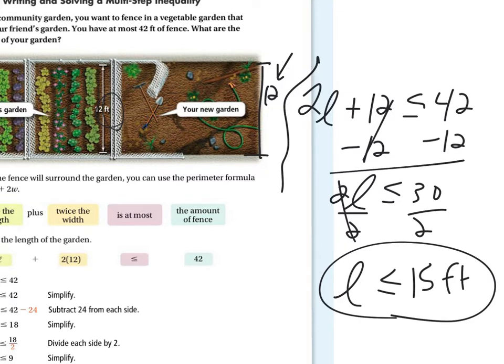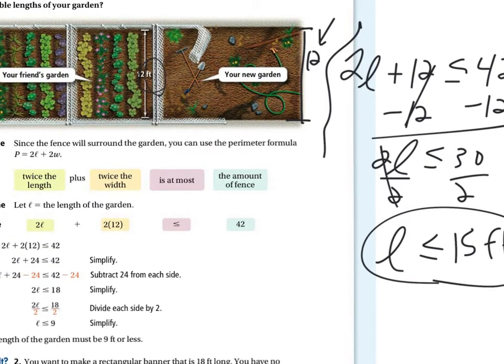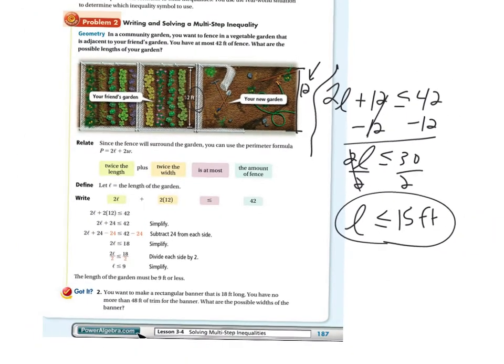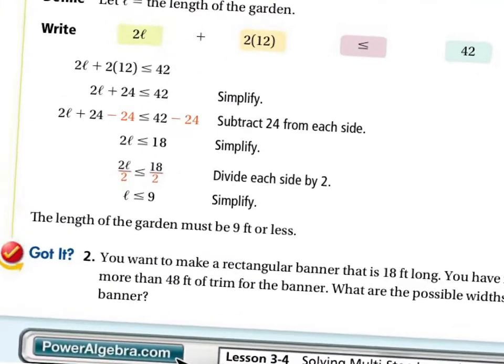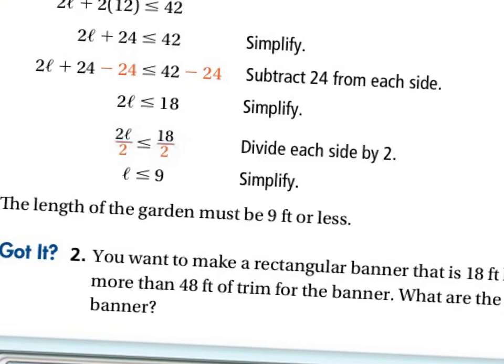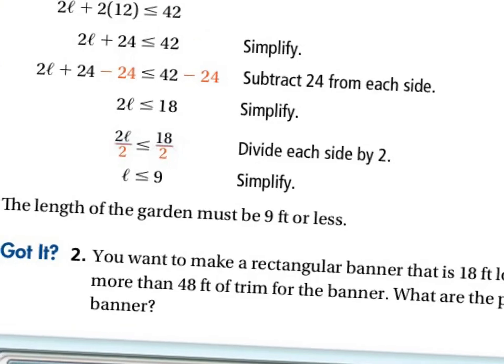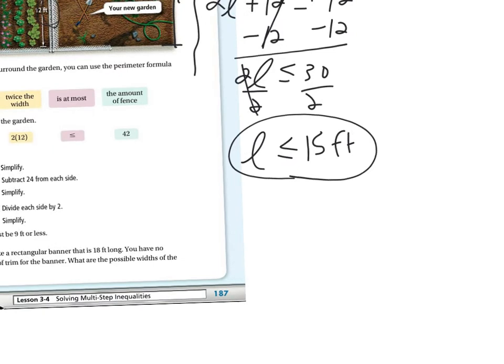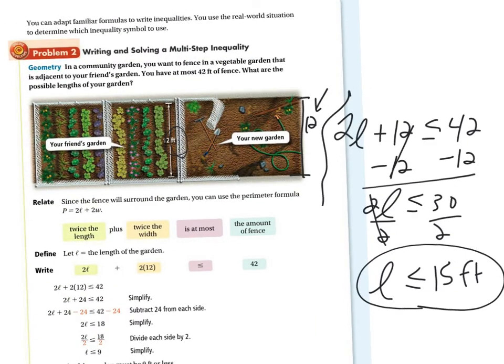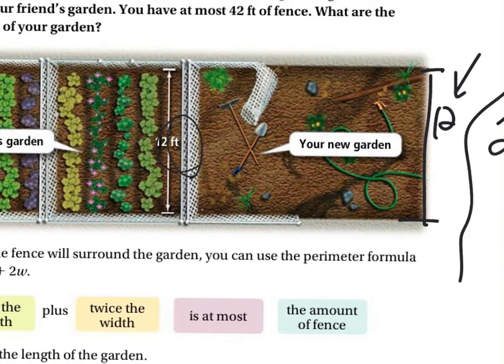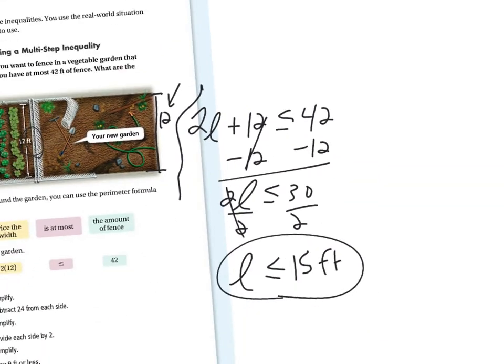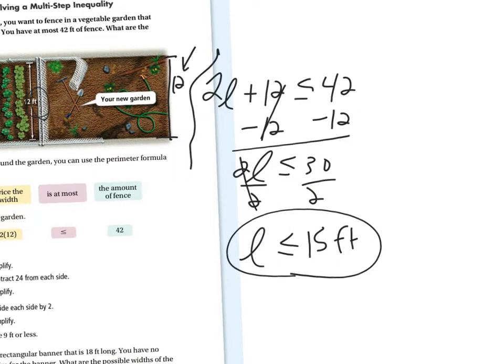If you notice with how the book worked it out, if we do that double fence of 12 feet there, their answer is less than or equal to 9. So they either have to have a length of 9 feet or less, or a length of 15 feet or less. And that's going to have a big impact on what area our garden could be. So again, I question that we really need a double fence. I think how we did it over here probably makes a little bit more sense.